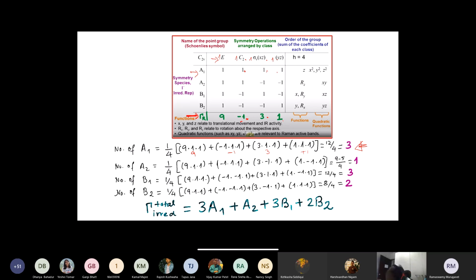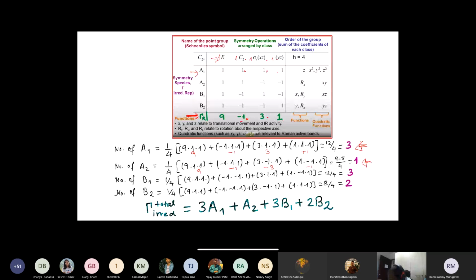You can repeat this exercise for the other Mulliken symbols, namely A2, B1, B2. So you can see this is 9, this is minus 1, this is minus 3, and this is minus 1. 9 minus 5 is 4, 4 by 4 is 1. So A2 occurs only once. There's only 1 degree of freedom which has A2 symmetry.